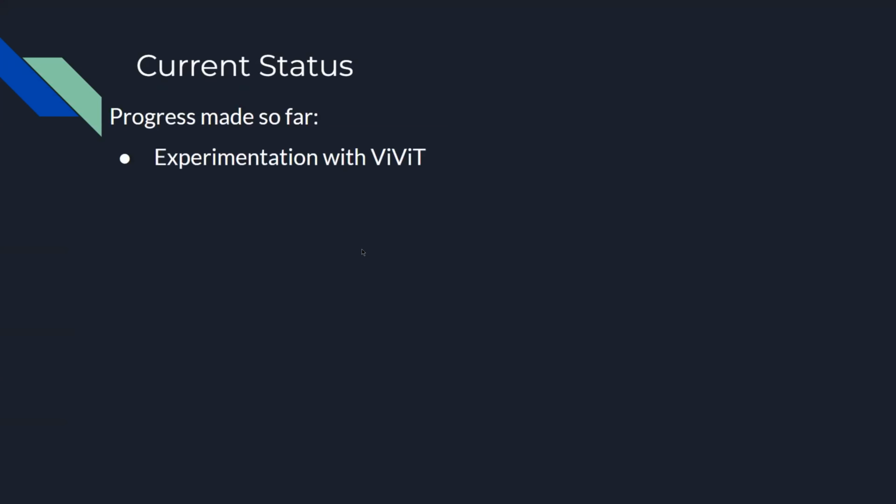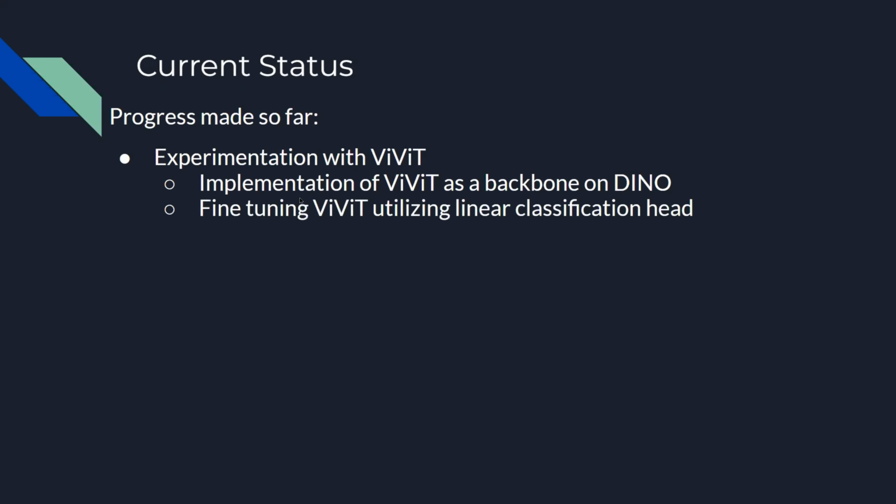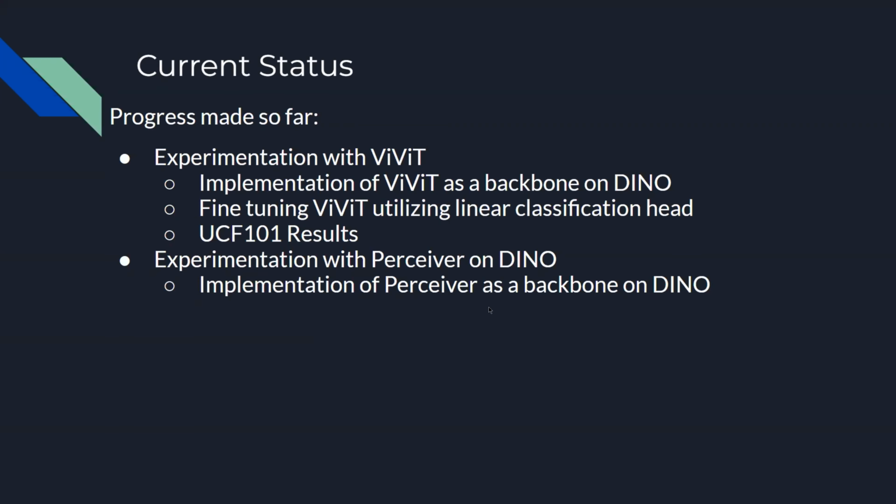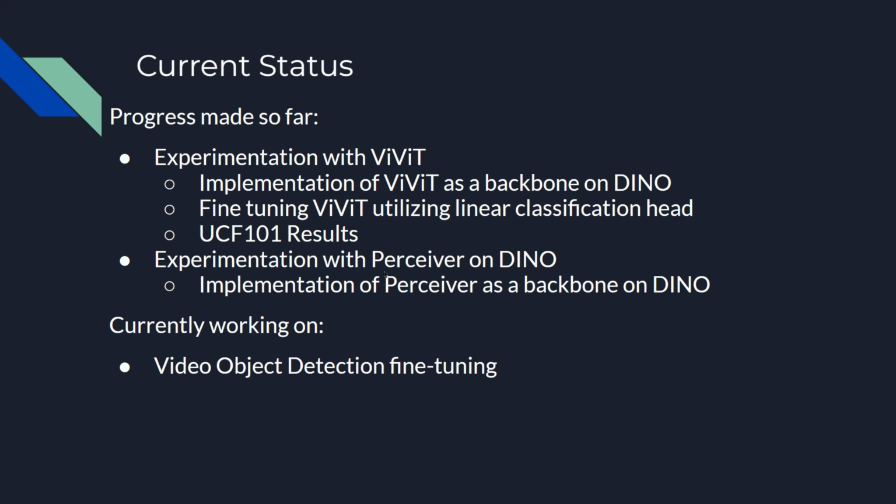So the current status is that we've done experimentation with ViViT. We've used ViViT as a backbone on DINO. We fine-tuned it utilizing a linear classification head. We've got results from UCF101. We are still experimenting with Perceiver on DINO. The implementation of Perceiver as a backbone on DINO is something that we were exploring as an alternative to ViViT. Currently we're working on the object detection fine-tuning.